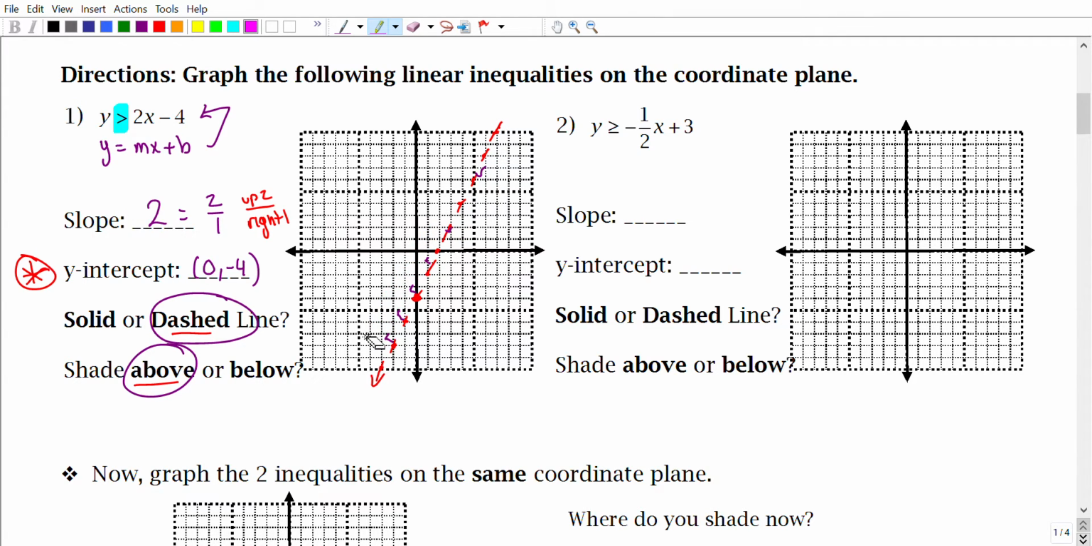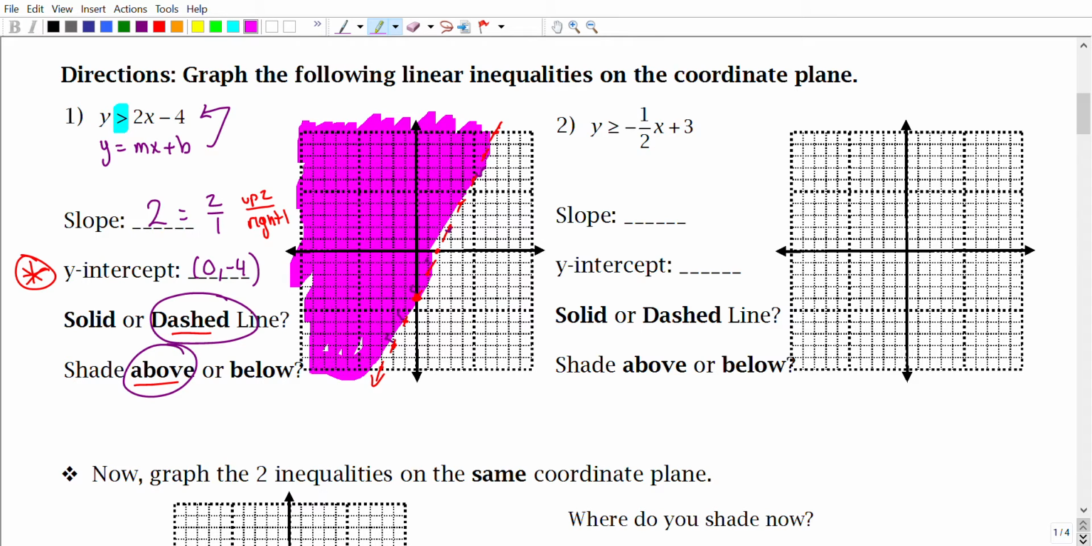So what am I going to shade? I'm going to shade everything up here, okay? So this is what we have to shade. So that is our solution set, okay? All right. So why don't we go ahead and do one more together to make sure this makes sense.